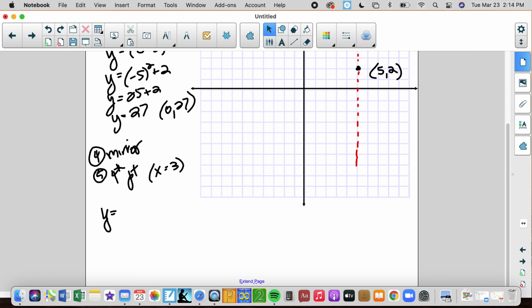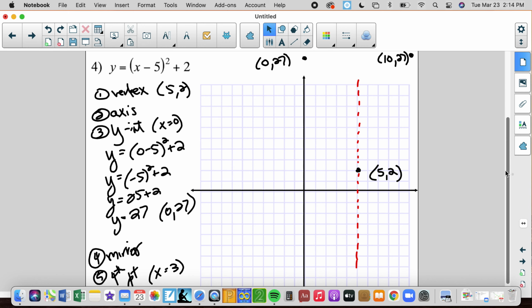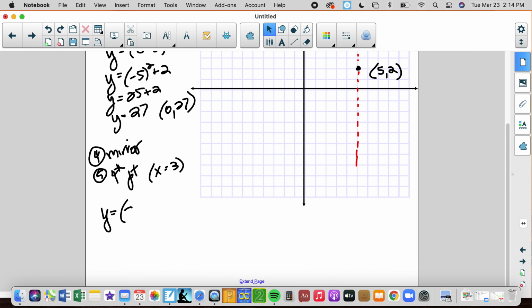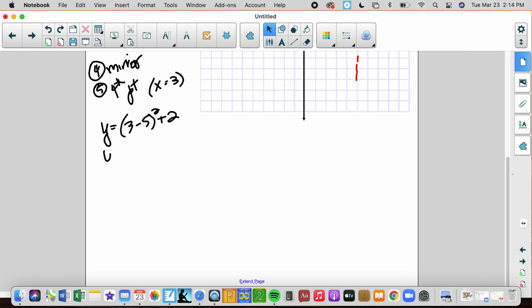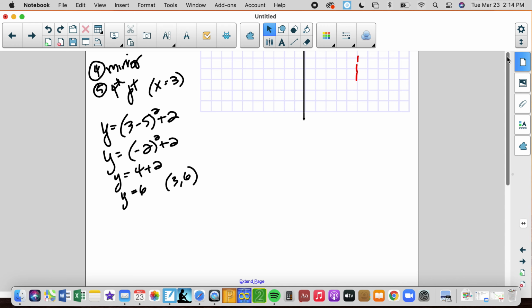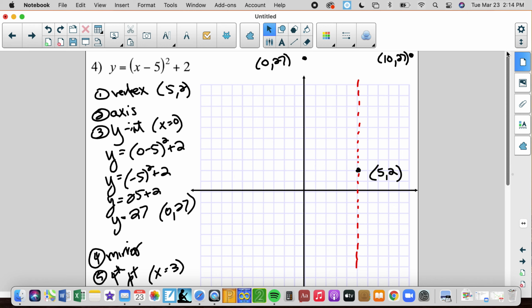So we would get y equals 3 minus 5, quantity squared, plus 2. And that gives me, 3 minus 5 is -2 squared plus 2, which gives me 4 plus 2, which gives me 6. So when I plug in a 3, I get 6. 3, 6. 1, 2, 3, 1, 2, 3, 4, 5, 6. Did I do that right? I feel like I did something wrong there.